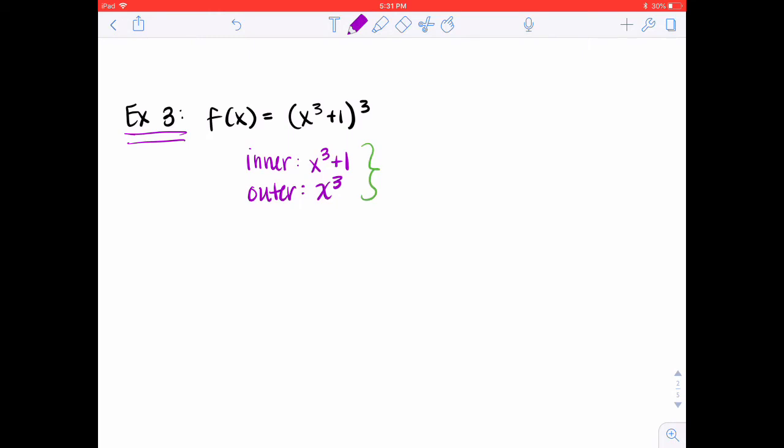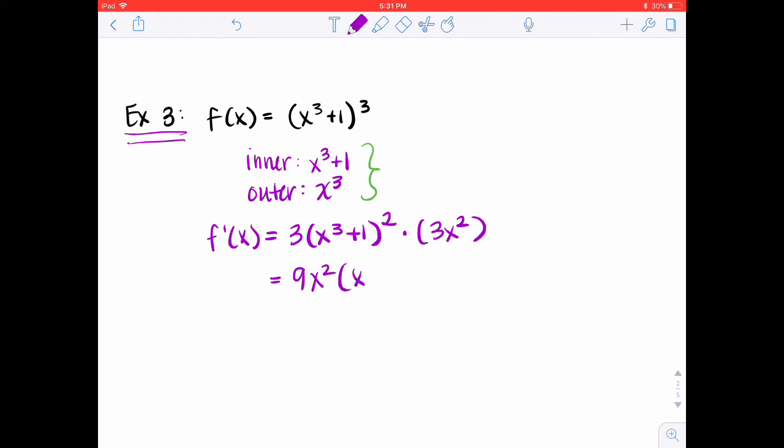Until we get the hang of all of this, let's go ahead and take the derivative, f prime of x. The derivative of the outer is 3, keep the stuff inside, and subtract 1 from the exponent, times the derivative of the stuff on the inside, which is 3x squared. That is the derivative for this one. We can rearrange it: 9x squared times x cubed plus 1, all squared.